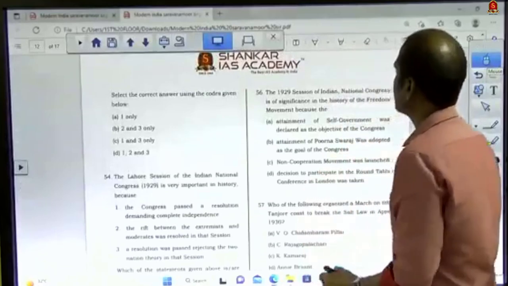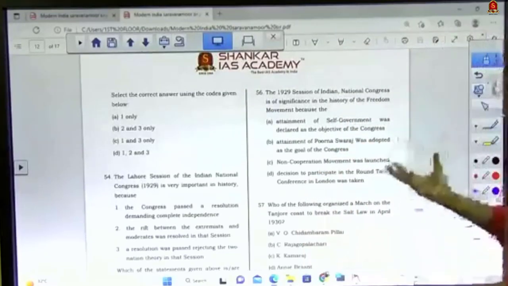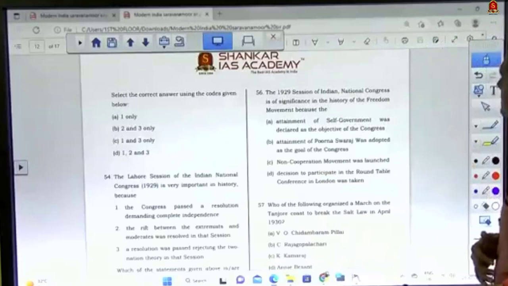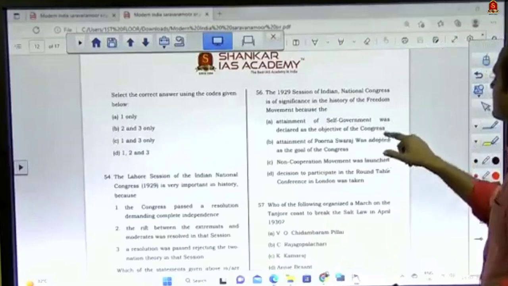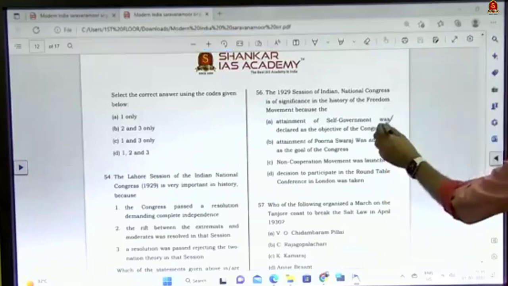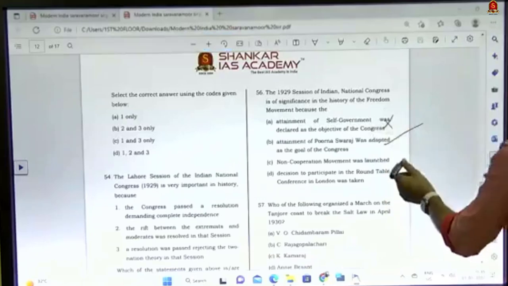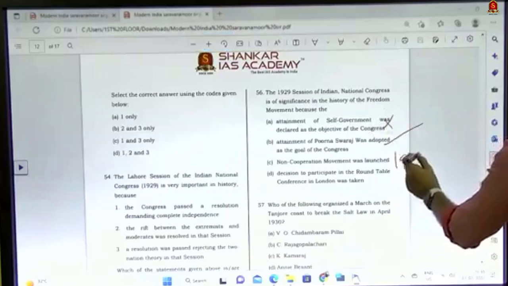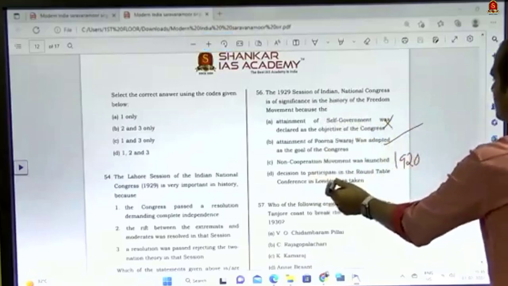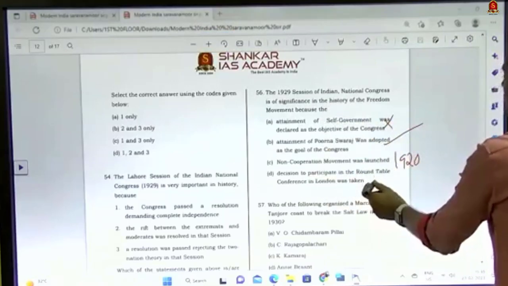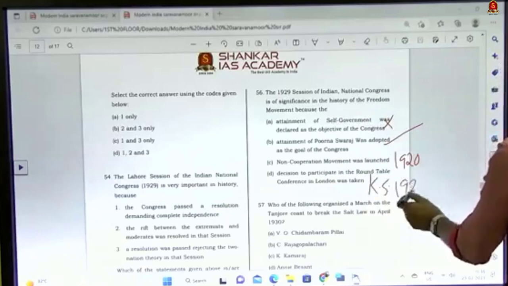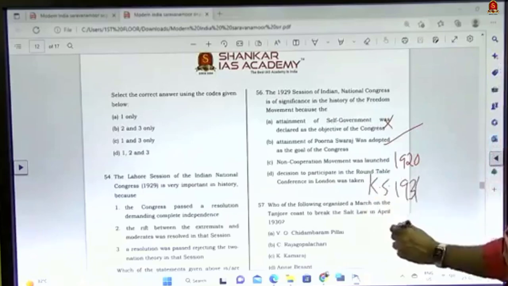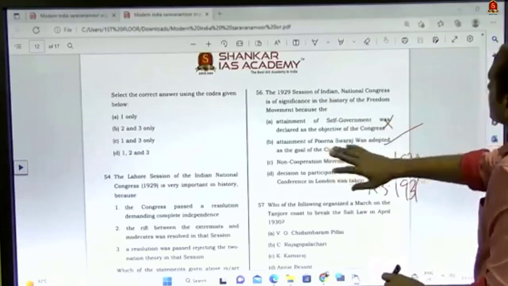56. 1929 Indian National Congress. Yes, the Indian National Congress is significant. What is the reason? Attainment of self-government was declared as the object. No, attainment of Purna Swaraj, already we discussed. Non-cooperation movement 1920, no way related to that. Decision to participate in the round table conference, that is the Karachi session 1931. So answer to 56 is B.